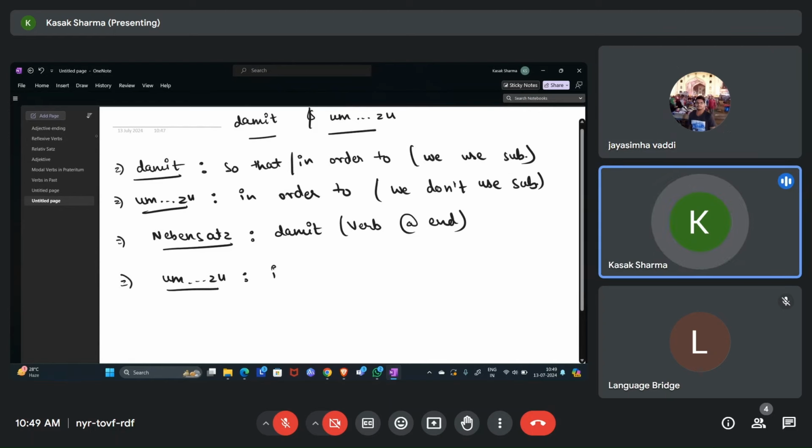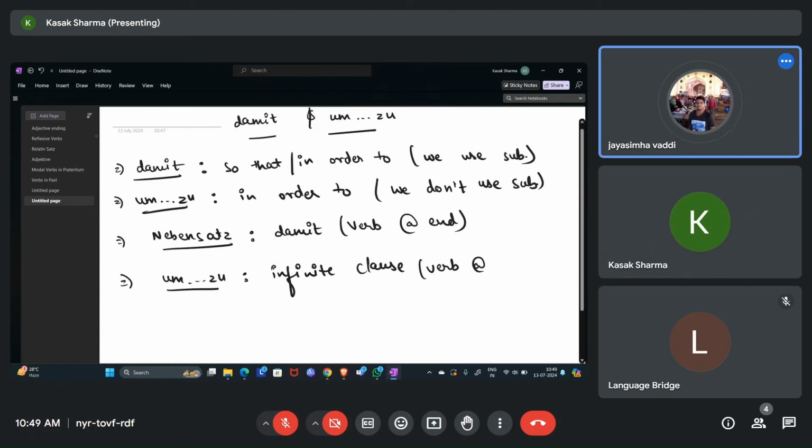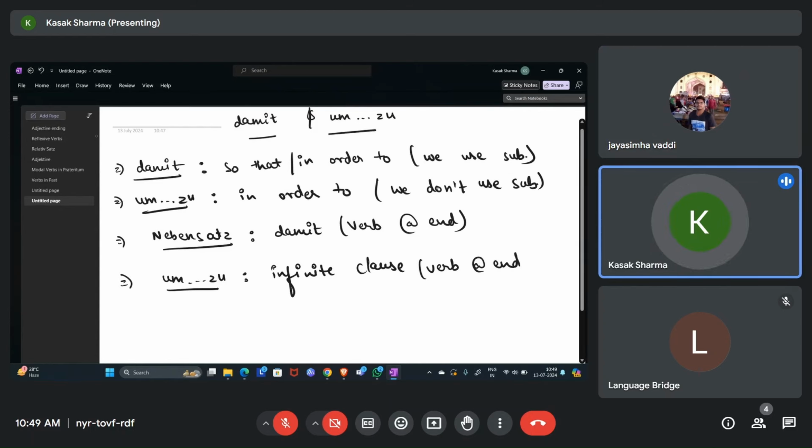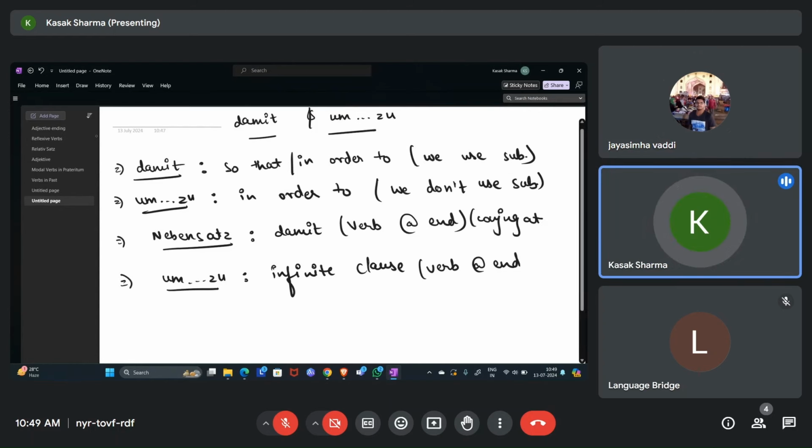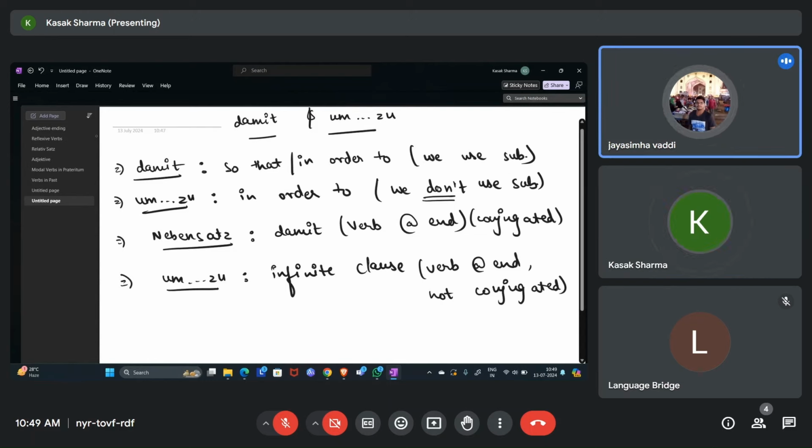Um zu forms an infinitive clause, as in the verb gets at the end, but in infinitive form. It is not conjugated. The verb goes at the end with um zu, but it is not conjugated according to the subject. With damit, the verb is conjugated and then goes at the end. Why not conjugated with um zu? Because we don't mention the subject, and if there is no subject, the verb cannot be conjugated.